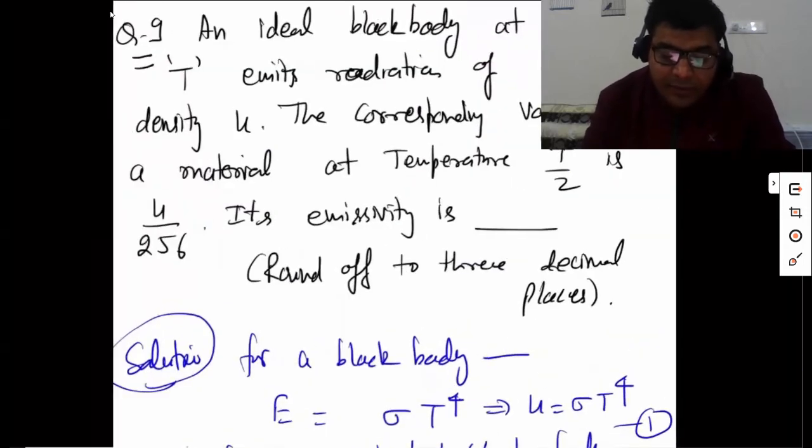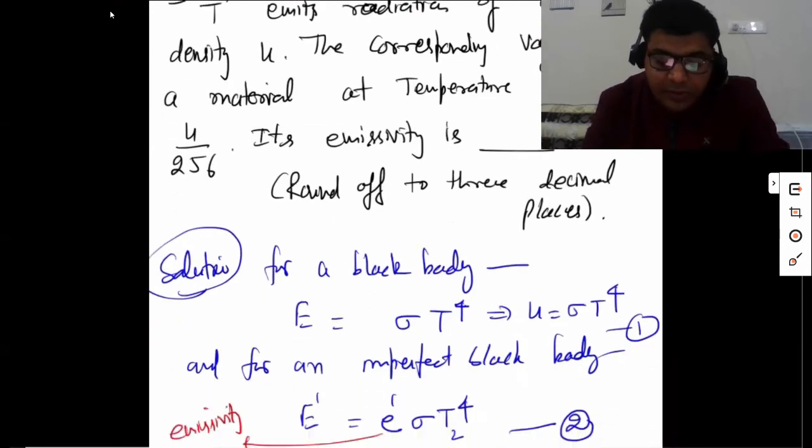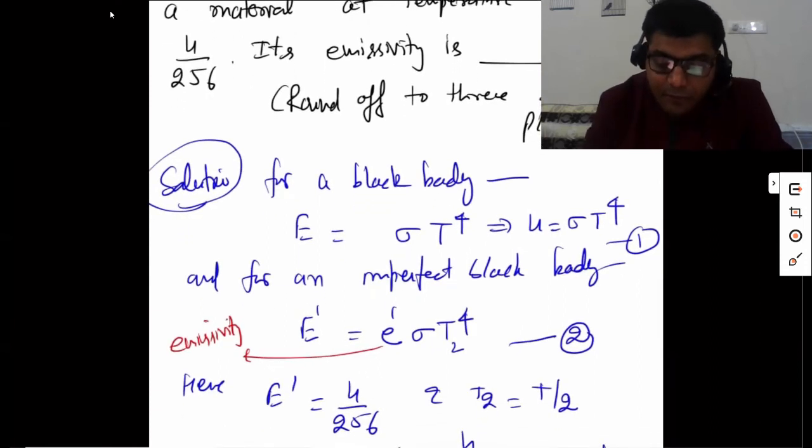Okay, this was probably the last question from the thermodynamics section. An ideal black body at temperature T emits radiation of energy density U. The corresponding value for a material at temperature T by 2 is U by 256. Then we have to find the emissivity of the material. For an ideal black body, the emissivity is 1, so we write Stefan's law: U equals sigma T to the power 4. But for an imperfect black body, which is not ideal, this expression reads as E prime times sigma T to the power 4, where E prime is the emissivity.